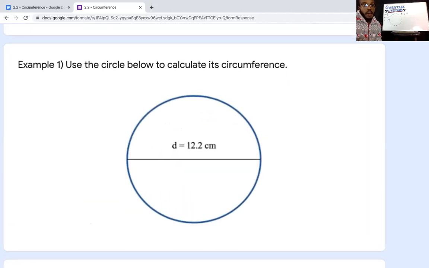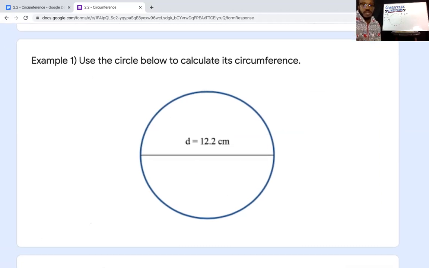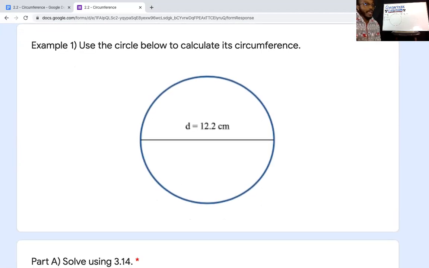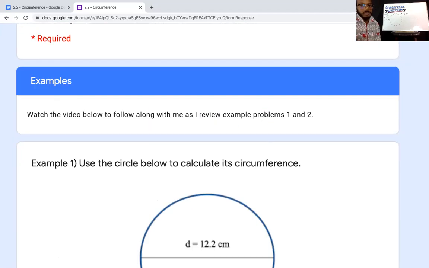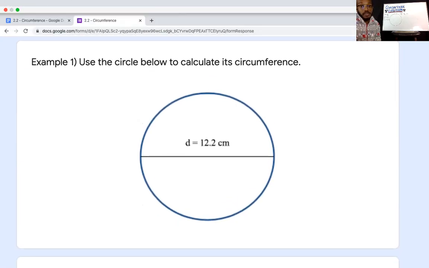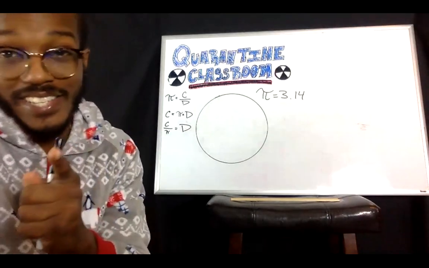Okay, our first example involves using the circle below to calculate the circumference. In order to do this, I know that you guys, you know what? As a matter of fact, I'm gonna stop the video right here and I'm gonna reload another video for you guys. How's that sound? Great!